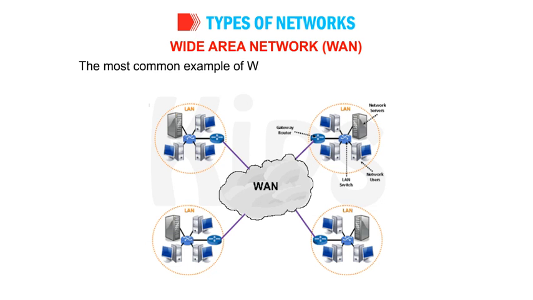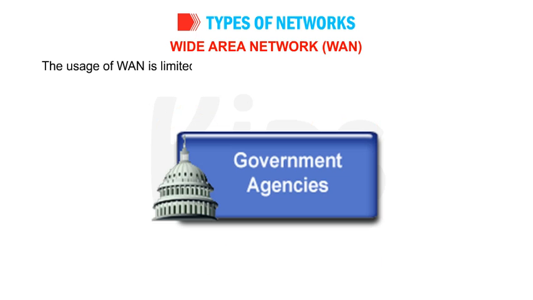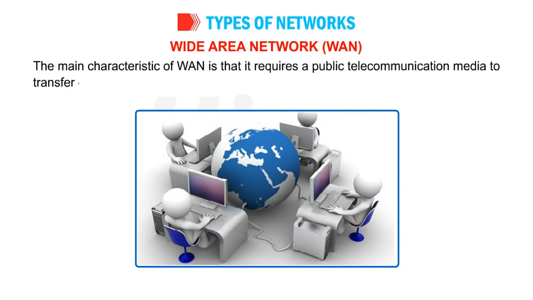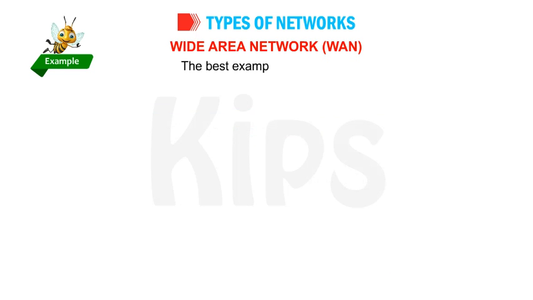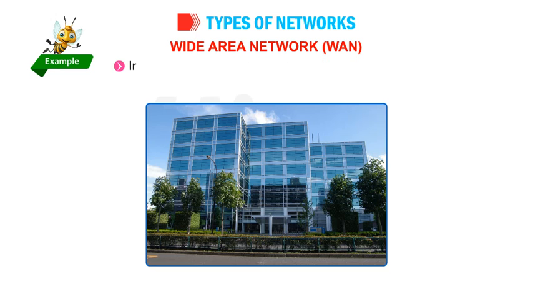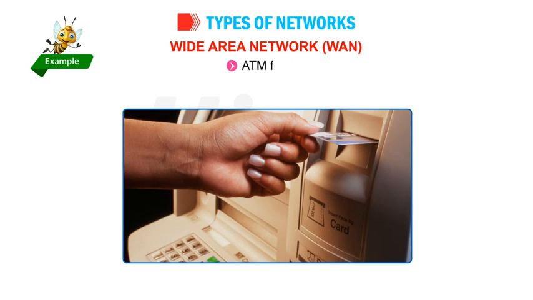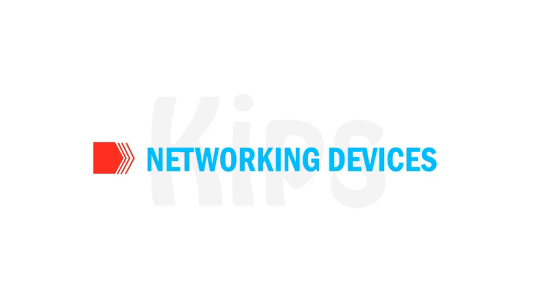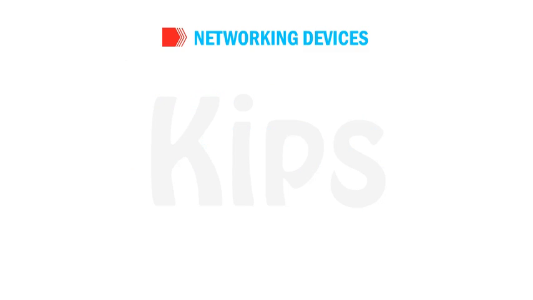The most common example of WAN-type network is the telecom system. The usage of WAN is limited to very large organizations and government agencies. The main characteristic of WAN is that it requires a public telecommunication media to transfer data. The best examples of WAN are the Internet and intranet in a large multinational company, ATM facility, national and multinational bank customer services. Now let us understand about the networking devices.